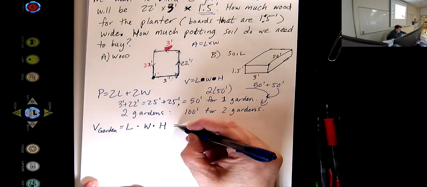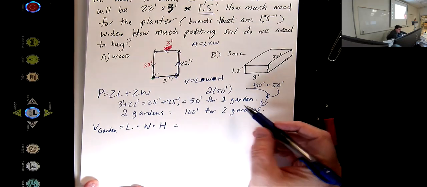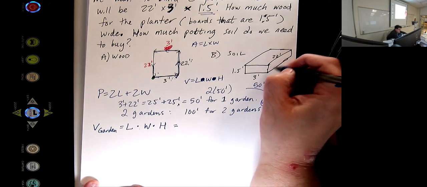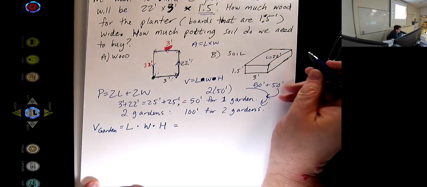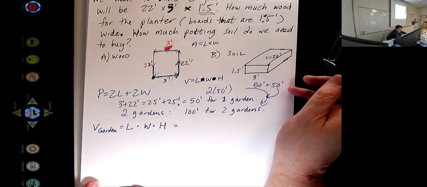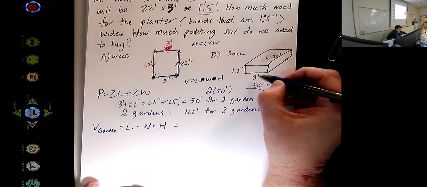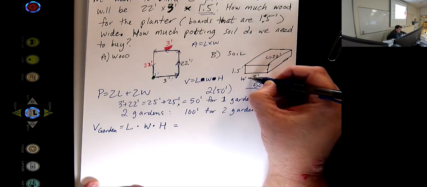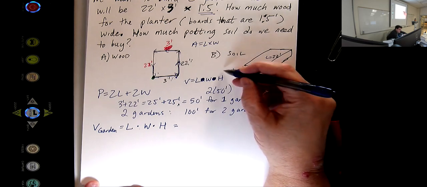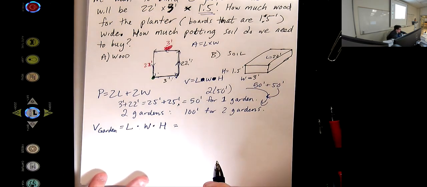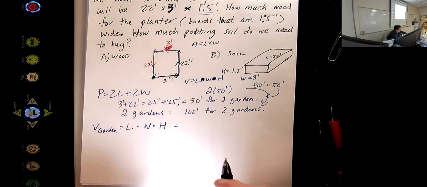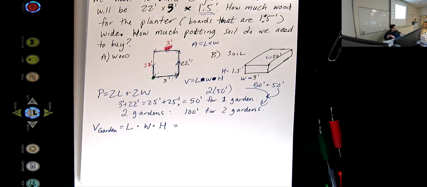We had the length, we'll call the L 22 because it's longer. I tend to call the longest one the L, whether or not it is. The width is going to be that one. And then we'll do the height as the short one, because who has a 3-foot planter bed? That's a tall planter bed. That's waist high. You don't have to bend over and hurt your back to garden.